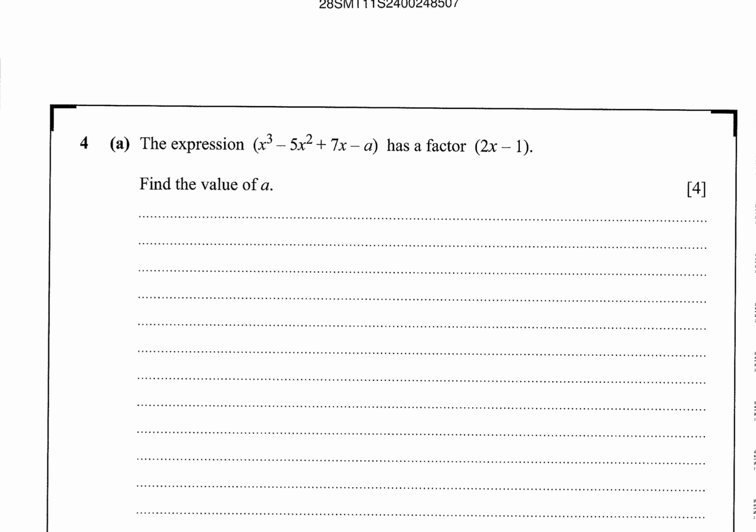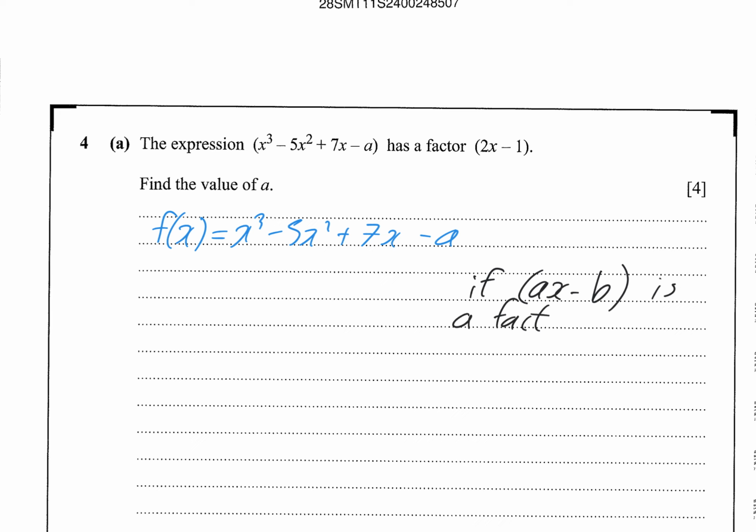Lovely factor theorem question. The expression x cubed minus 5x squared plus 7x minus a has a factor of this. So what would it say in your notes? It would say if ax minus b is a factor, then f of b over a will be equal to 0. So that's where this is coming from.